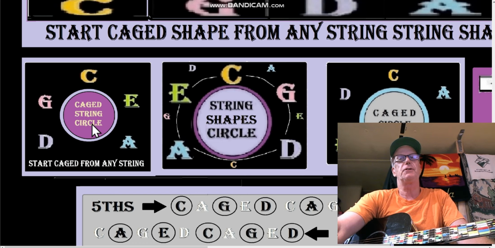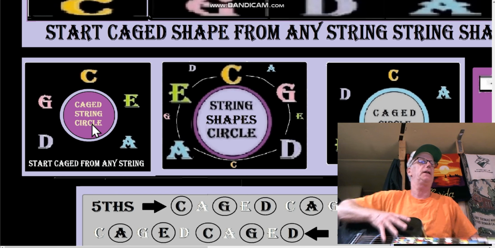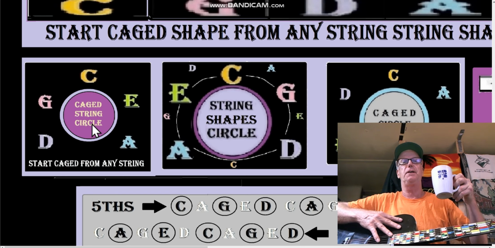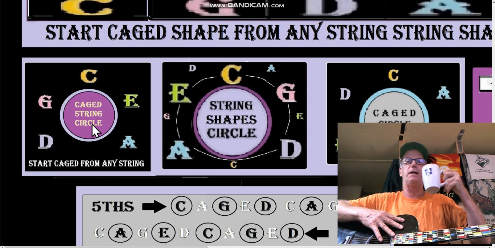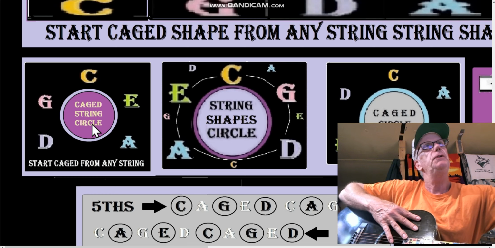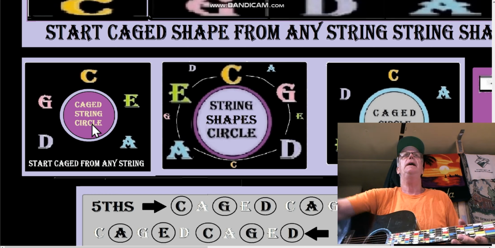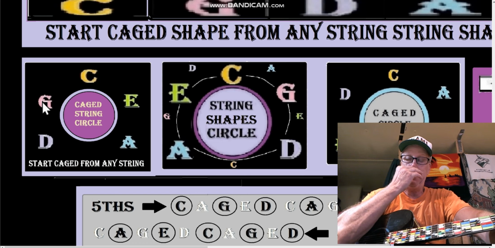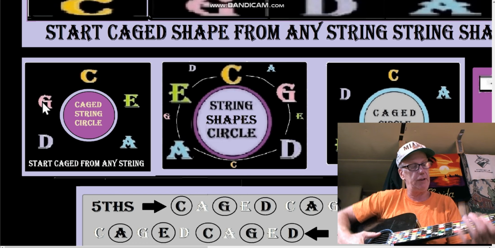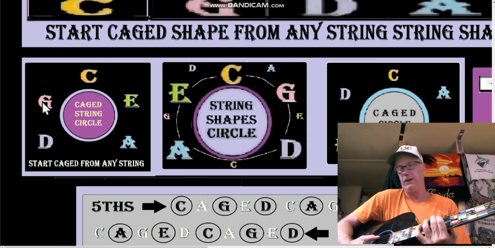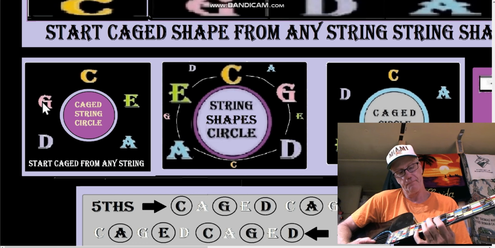This is the magic circle. I said in yesterday's lesson that I didn't like the graphic that I had for the magic circle, so I made a new one. With this G shape, that could be a G-shaped anything. It could be a G-shaped G. It could be a G-shaped C.